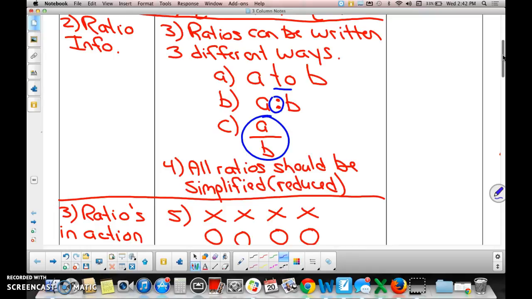Good. And should all ratios, true or false, Samira, or Sadia, I mean, should all ratios be reduced, true or false? True. So all ratios should be reduced, correct?